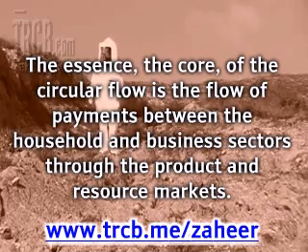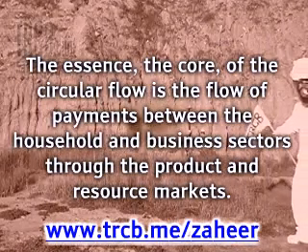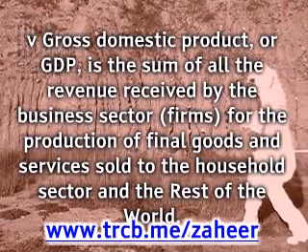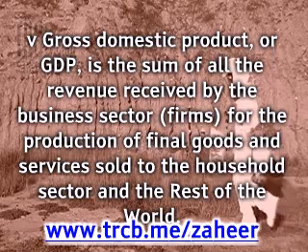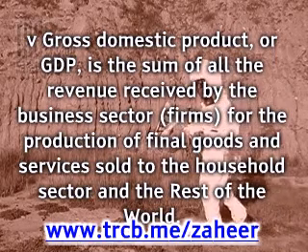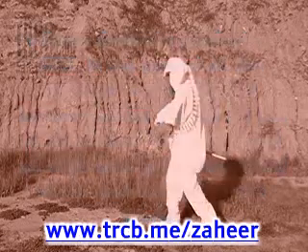This core flow can be divided into 4 parts, each of which is important to the study of macroeconomics. The gross domestic product, or GDP, is the sum of all the revenue received by the business sector firms for the production of final goods and services sold to the household sector and the rest of the world. All arrows going into the firm's block.